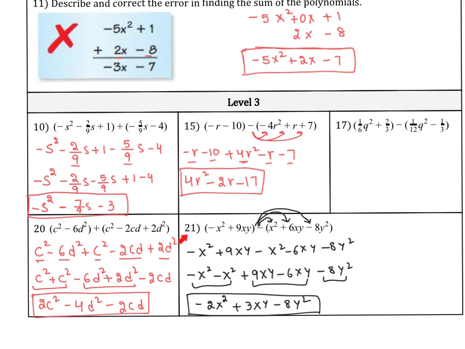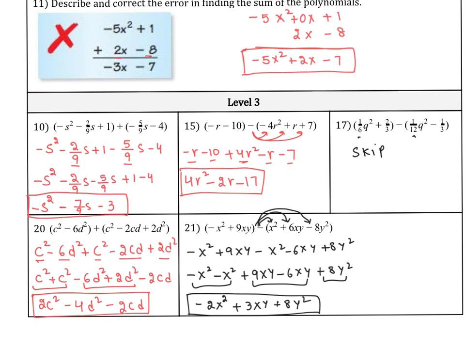Same thing for number 21. You're going to distribute the negative inside. So you get here negative x squared, negative 6xy, negative positive 8y squared. So that's going to be positive 8y squared. Combine the like terms. So you're going to get here negative x squared and negative x squared. That is going to be negative 2x squared. 3xy plus 8y squared.